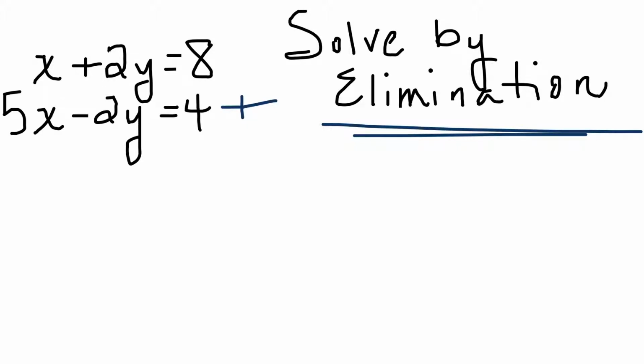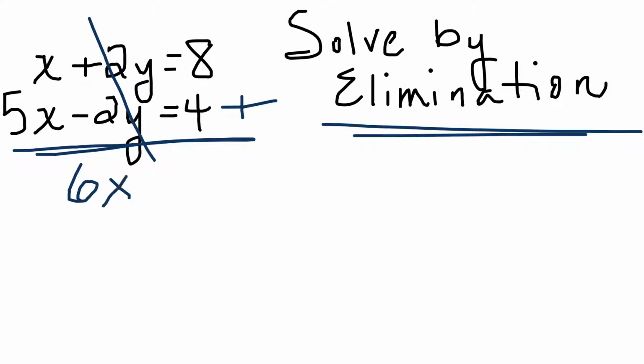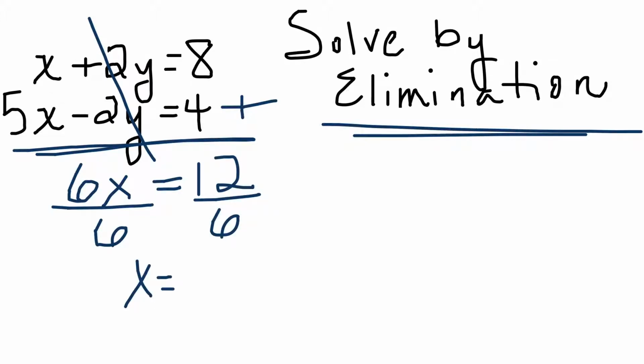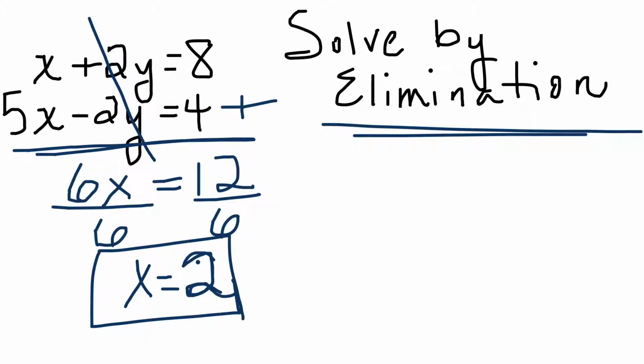Now this one is really nice because it's already set up that when I add these two equations together, the y's will cancel out. And when they cancel out, I get this 6x equals 12. And when I divide by 6 on both sides, I get x equals 2, which I should already know to be true because I already solved it graphically and through substitution. So now let's figure out the next one.